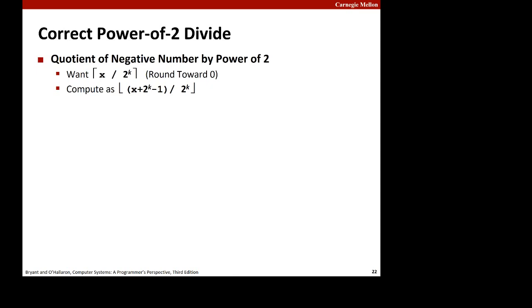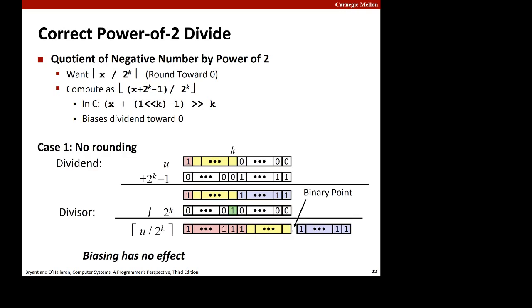So the trick is, and what you'll see the compiler does, is to basically take the case of a negative number and bias it by adding a little bit to it before it performs the shift. And that little bit that it adds will be just enough to tip it and make it round in the right direction. And the way it does that is by adding this bias of, let's see if I can show it. Yeah, let me just show it with the picture.